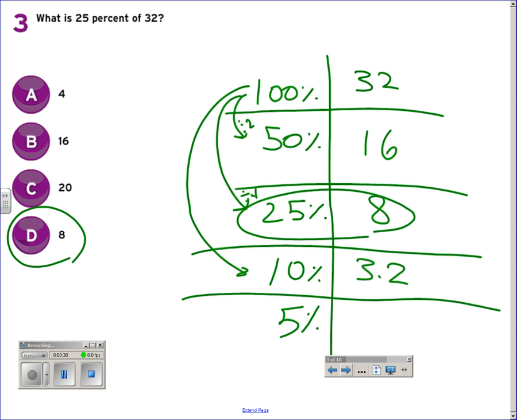Most of you know, though, that these are the easiest type of questions. Percent of a number. Change the percent to a decimal. 25% is 0.25, and multiply. And you'll get the same answer. Works every time, every time that they ask for percent of a number.